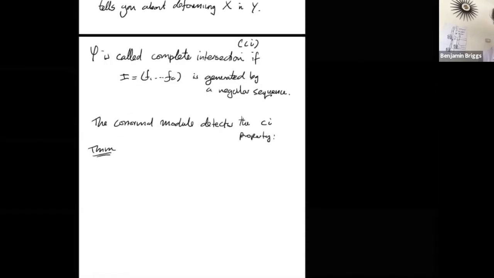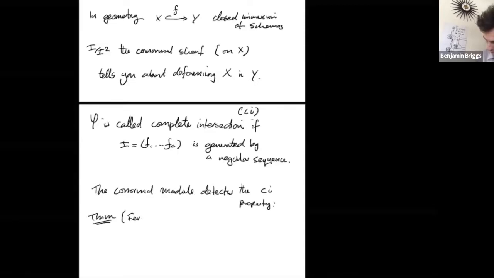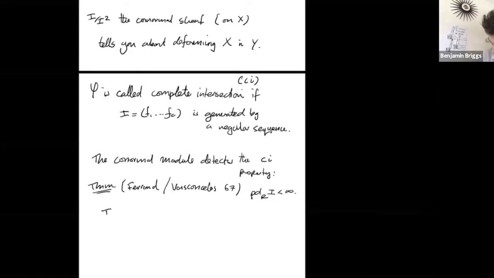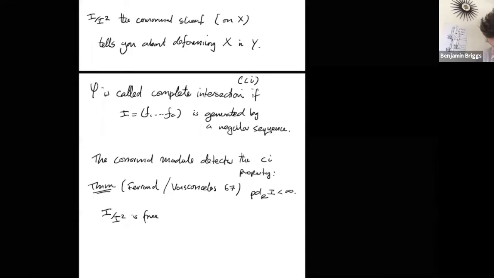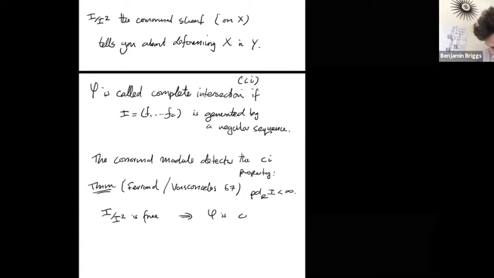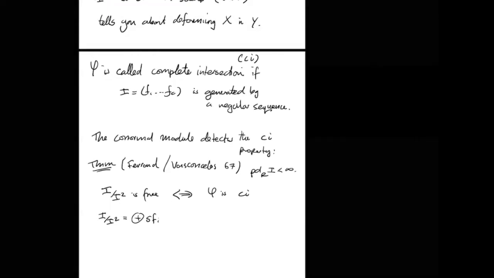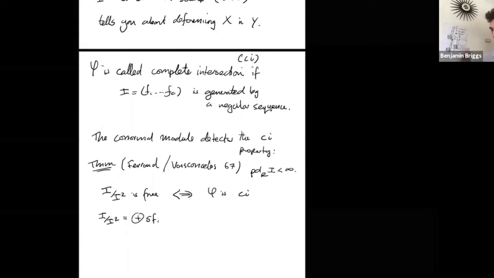So there is this theorem of Ferrand, and independently of Vasconcelos, both in the same year in '67, which says that, again, we're always assuming that this ideal has finite projective dimension, but I'll write it in there just to make sure that it's definitely there. What they proved is if the conormal module is free, then you have a complete intersection. And it's actually an equivalence, but this backwards direction is easier, was already known, and they proved this forward direction. And in this case, it's automatically just free on the generators. I is generated by these generators, and so I mod I squared is freely generated by these if and only if you have a complete intersection.